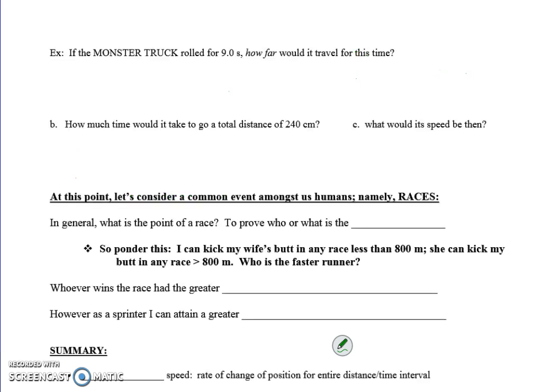So let's say the monster truck rolled for 9 seconds. How far would it travel in this time? Well, the information we know about the monster truck from the first graph is that its speed was 40 centimeters per second. Okay? So how can we use this? I don't want you doing this in your head. I want you to do this systematically. So I'm going to list the information. 9 seconds is time. How far is distance. And I know the velocity.